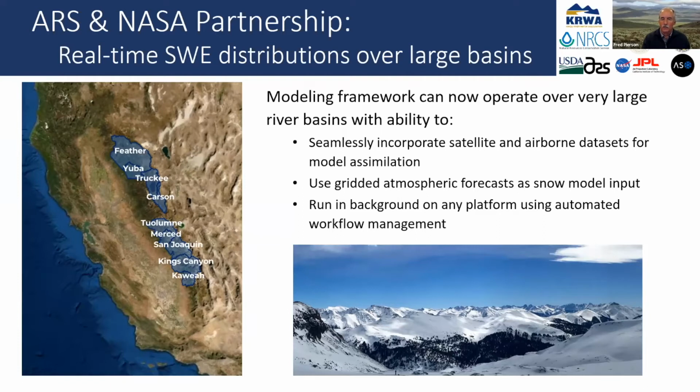We're also assimilating other technologies such as HRRR, which is a gridded atmospheric forecast from NOAA, as the snow model inputs. And so that is also one way to start assimilating other information. And then what we can do now is basically manage all of this. It's the management software that allows you to run this in the background virtually on any platform using automated workflows. So it's a lot of science, but there's also just a lot of technology, or computer science, here as well.